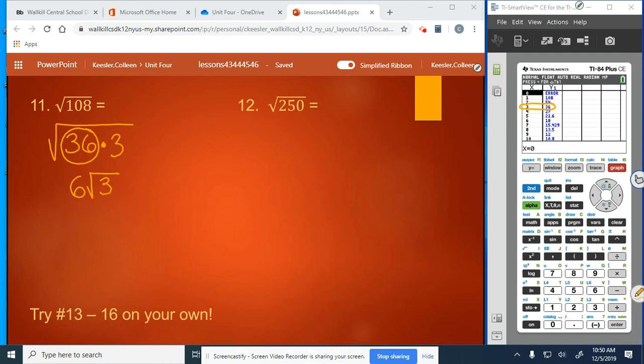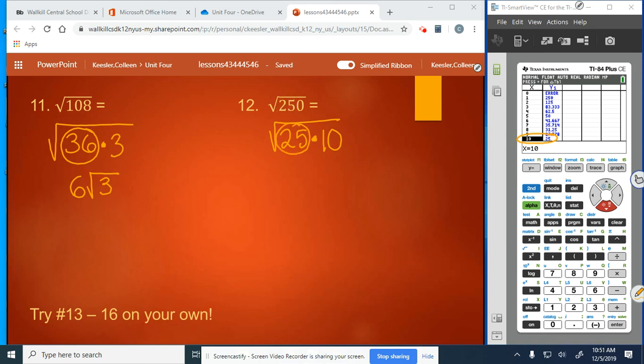Then 250, same thing. Pull up our table, change the number to 250. And 1 and 250 are factors. 2 and 125 are factors. Skip to whole numbers. 5 and 50 are factors. And 10 and 25 are factors. And I recognize 25 right away as being a perfect square. So that's going to be my largest set. Square root 25 times 10, which you actually see right in the number.